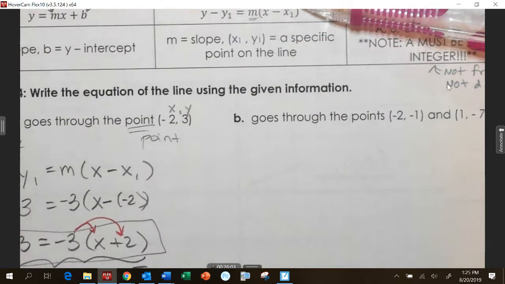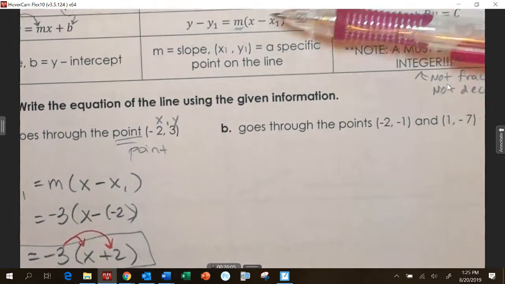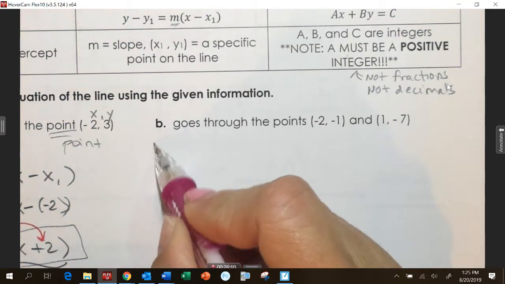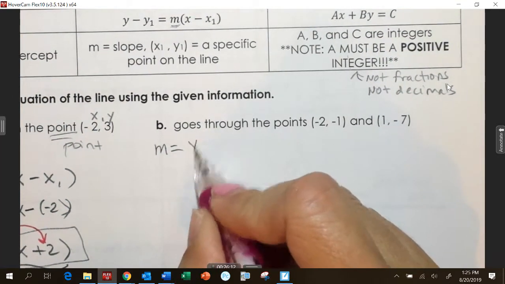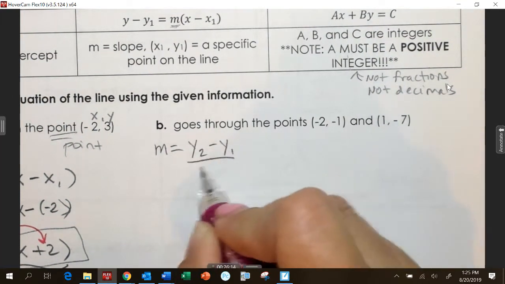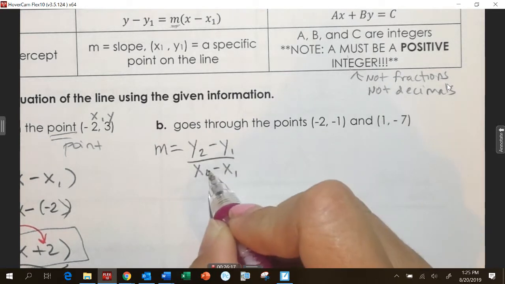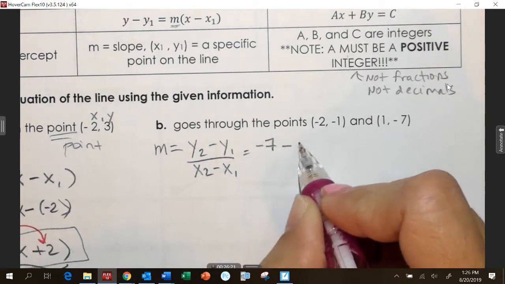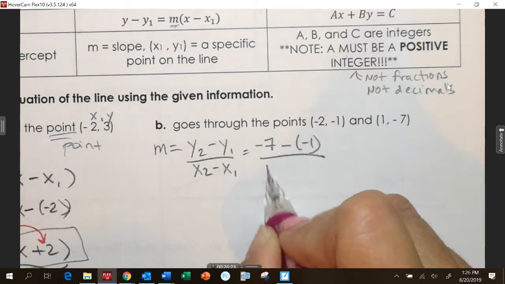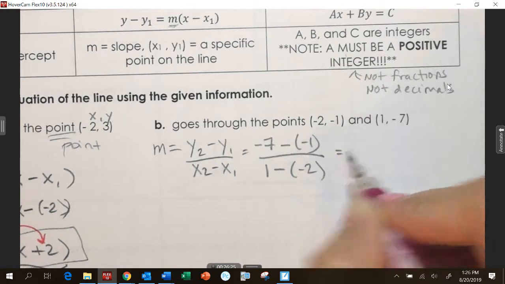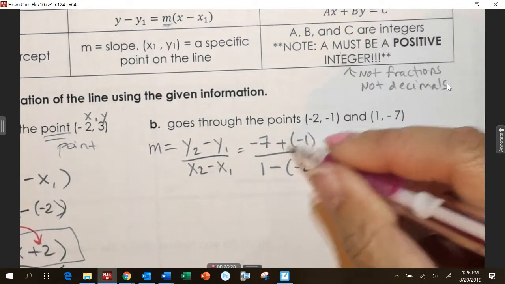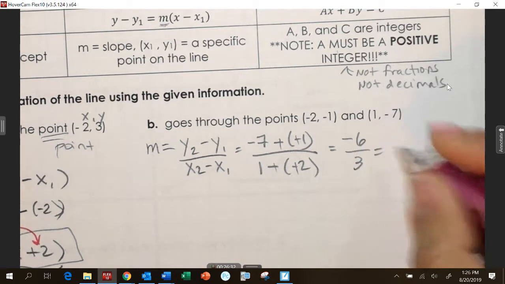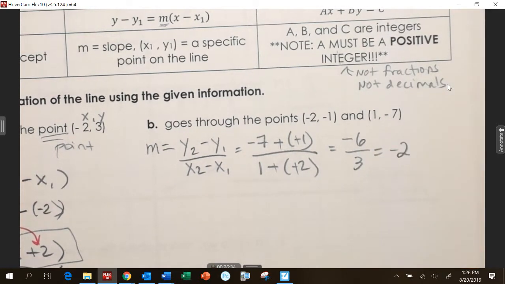So I am going to use point slope form. But yeah, you have to find the slope. So then we use that slope finding formula that we already went over, and if you forget it, m equals y2 minus y1 over x2 minus x1. So I plug the numbers in. -7 minus -1 over 1 minus -2. Minus minus becomes a plus. I get -6 over 3. That reduces to -2. I now have my slope.